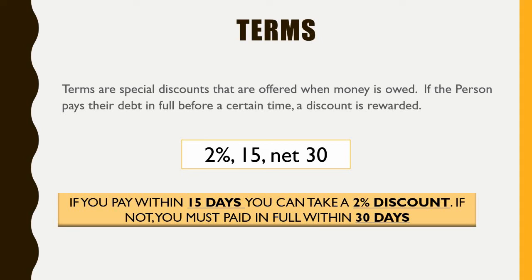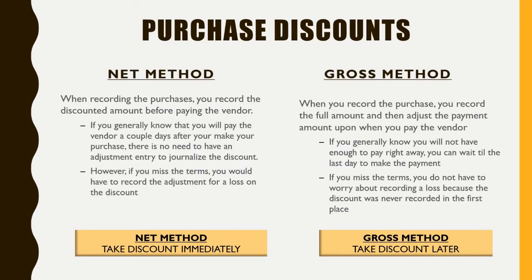So again, terms is an incentive. It's a way for vendors to receive their money as soon as possible. And by doing so, they grant you a discount. Now, that's a condition because you have to pay in order to receive the discount. So again, we talked about two different methods that you can record: net method versus gross method.